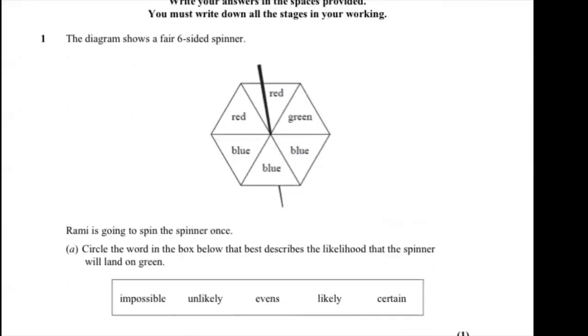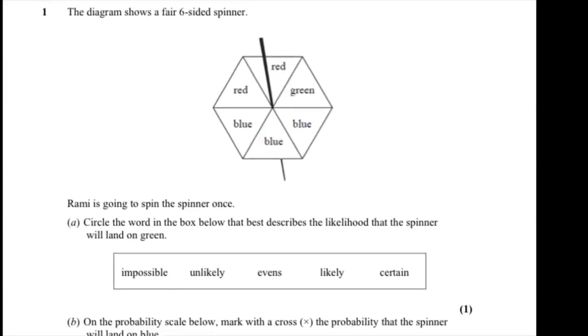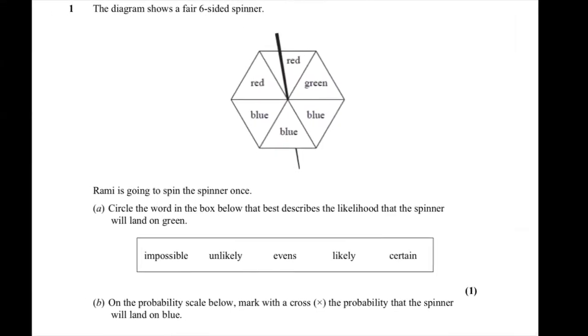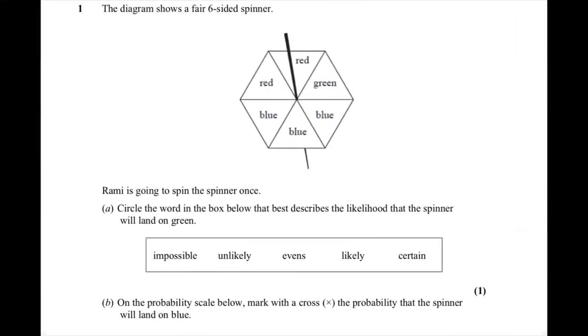Okay, so our first question is a probability question. We're being asked to circle the word that best describes the likelihood that the spinner will land on green. Well, there is only one green out of 6 sections, so that would be unlikely.